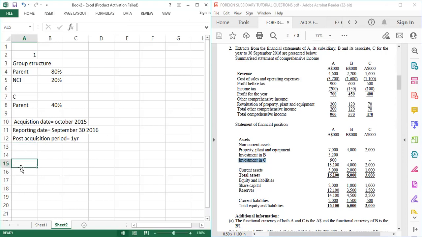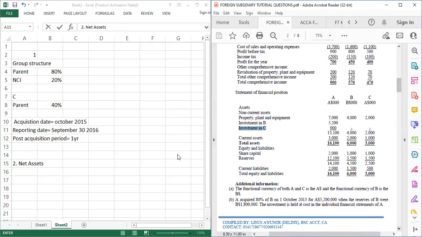The next thing that we have to do is the net assets. The acquisition date, 1st October 2013. So how many years is that? So 2 years, that will be roughly 3 years. Yeah, 3 years. Yeah, I thought it's 2015.